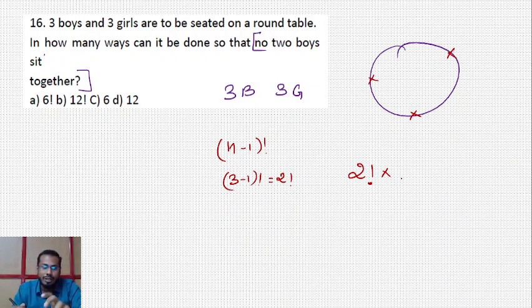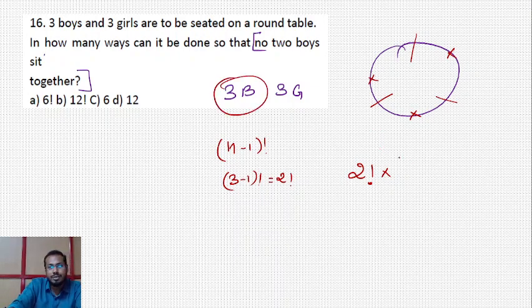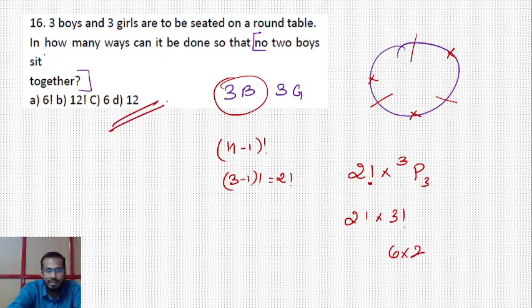Okay, now I'm going to give the seats for the boys. How many seats are there? The alternate seats, 1, 2, 3. 3 alternate seats, and I have 3 boys. So 3P3. 3 boys can sit in the 3 places. So 2 factorial into 3 factorial. 3 factorial is 6, into 2 is 12. 12 is the right answer.